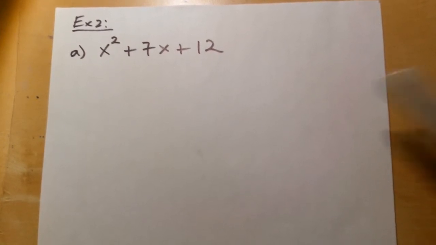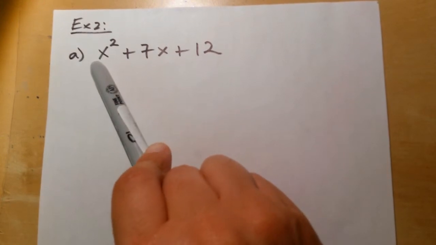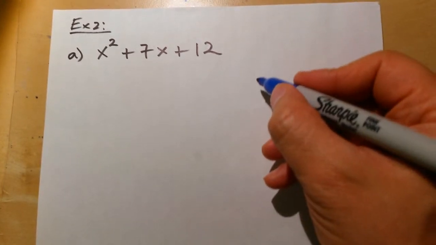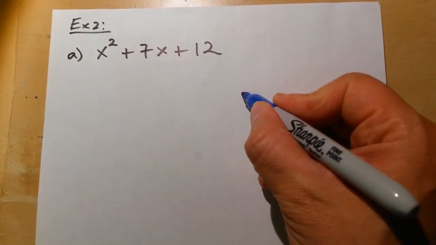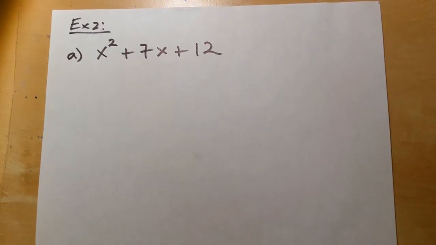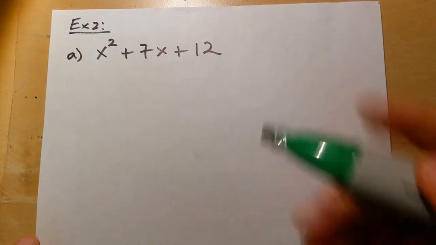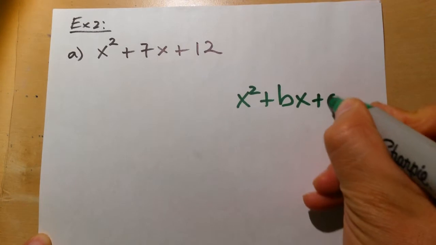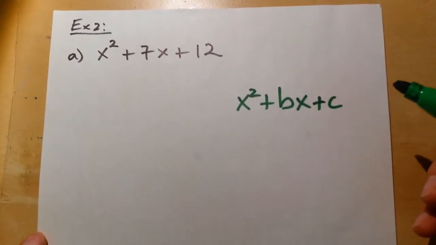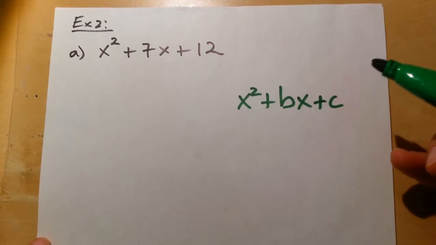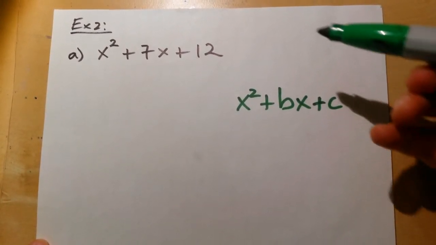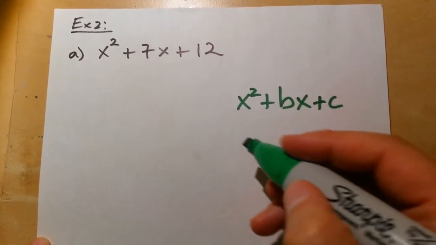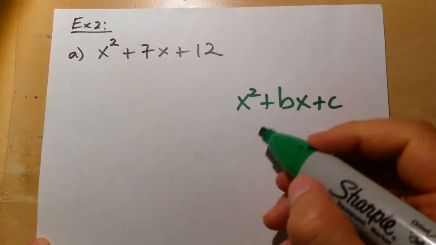Because the a coefficient in front of x squared is equal to 1, we know that this is in the form x squared plus bx plus c. Let's write this down here: x squared plus bx plus c. Considering the examples that we saw in our previous video, we're looking for two numbers that multiplied will give us c.